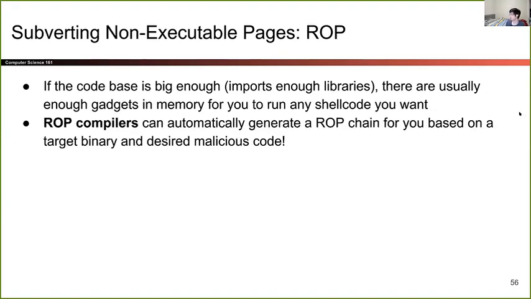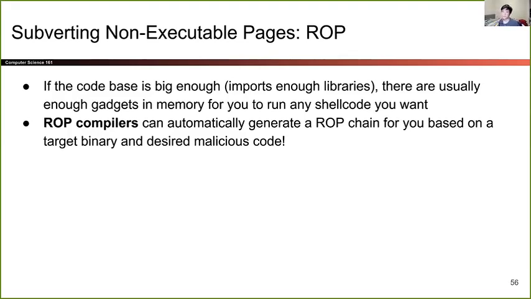There are actually programs nowadays called ROP compilers. Basically, you upload the code or binary that you want to exploit, and the shellcode that you want to execute, and it goes in and compiles a really long list of return addresses for you to input into the program, and it will automatically execute the chain of gadgets as if we just executed your shellcode.